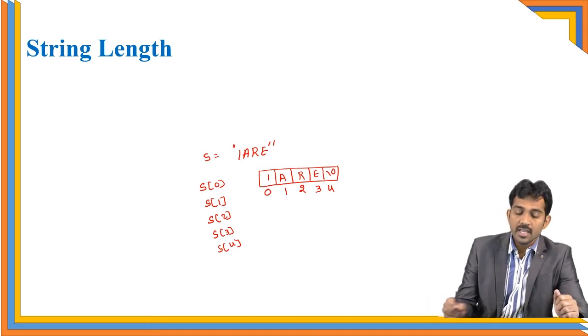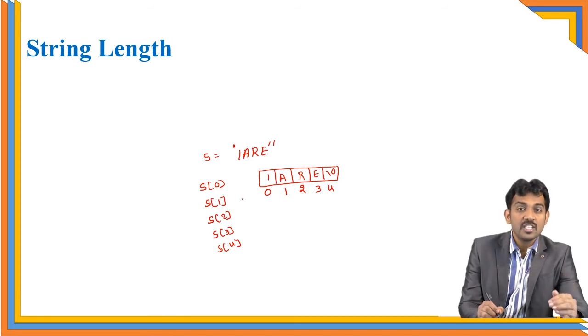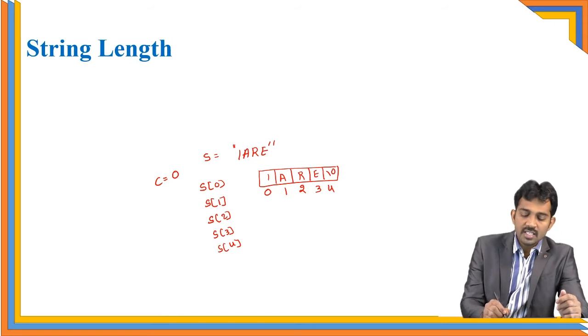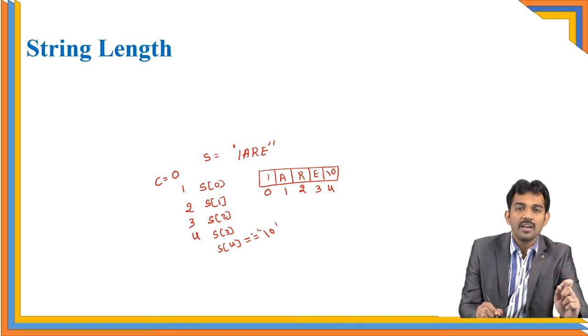Is this clear? I am going to retrieve the string letter by letter and check whether it is null or not. If it is not null, I am going to increment the counter. The counter is initially 0. When it is not null, yes, I is there, so 1, and not null, 2, 3, 4. Yes, it is equal to the null character, so I am going to stop the process. This is the algorithm to find the length of the given string.